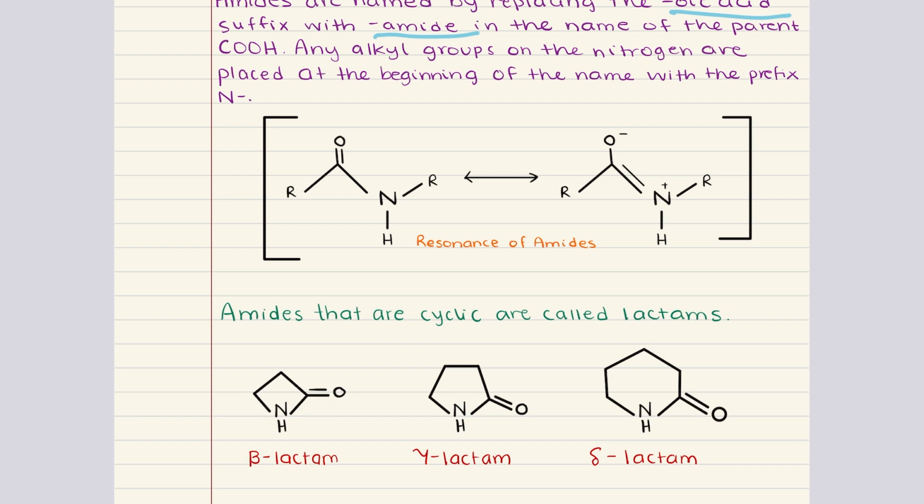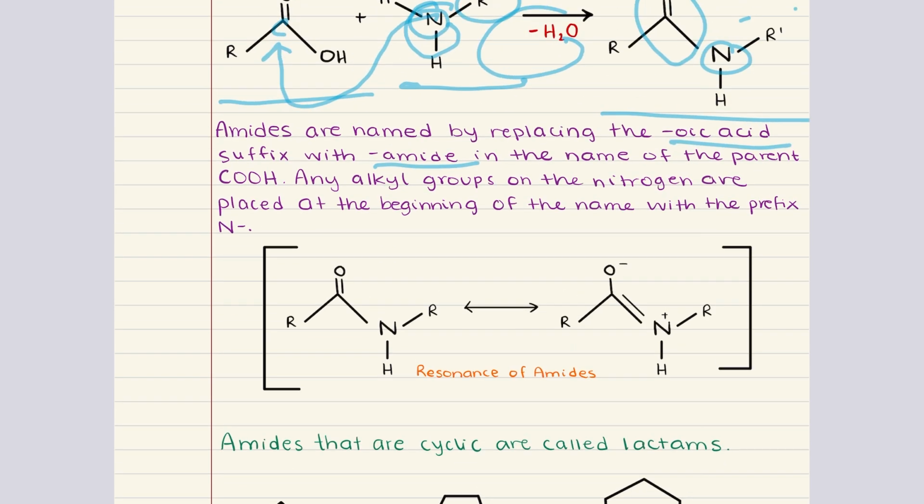So for example, if we have an amide with a methyl group attached to the nitrogen, we would use the prefix N-methyl at the start of the name to indicate that.